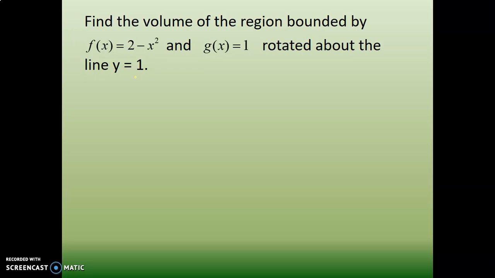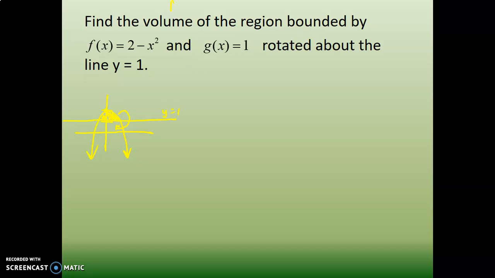All right, so we always want to start with a picture on this type of problem. So f of x equals 2 minus x² means that I would be starting at +2. It'd be a parabola facing down. The line y = 1. So I'm bounded by this graph and the line y = 1. So this is the region we're looking at. And then we're rotating it around the line y = 1.